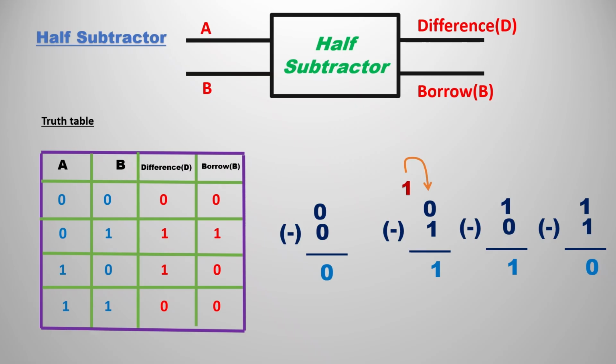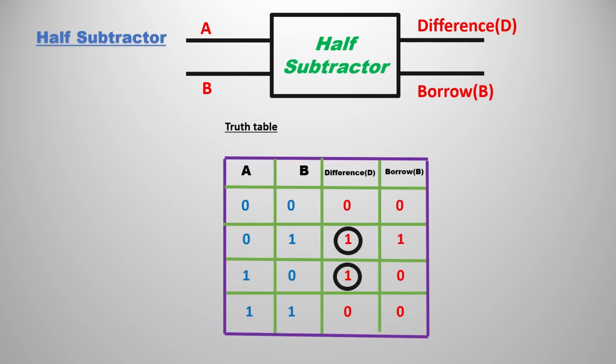The first row is 0 0, so the difference is 0 and the borrow is 0. The second row is 0 minus 1, so subtraction is not possible and we take a borrow. In the borrow column we put 1, and after subtracting 2 minus 1 the difference is 1. Then 1 minus 0 is 1, and the borrow is 0. And 1 minus 1 is 0, and the borrow is also 0. So this is the simple truth table of the half subtractor.